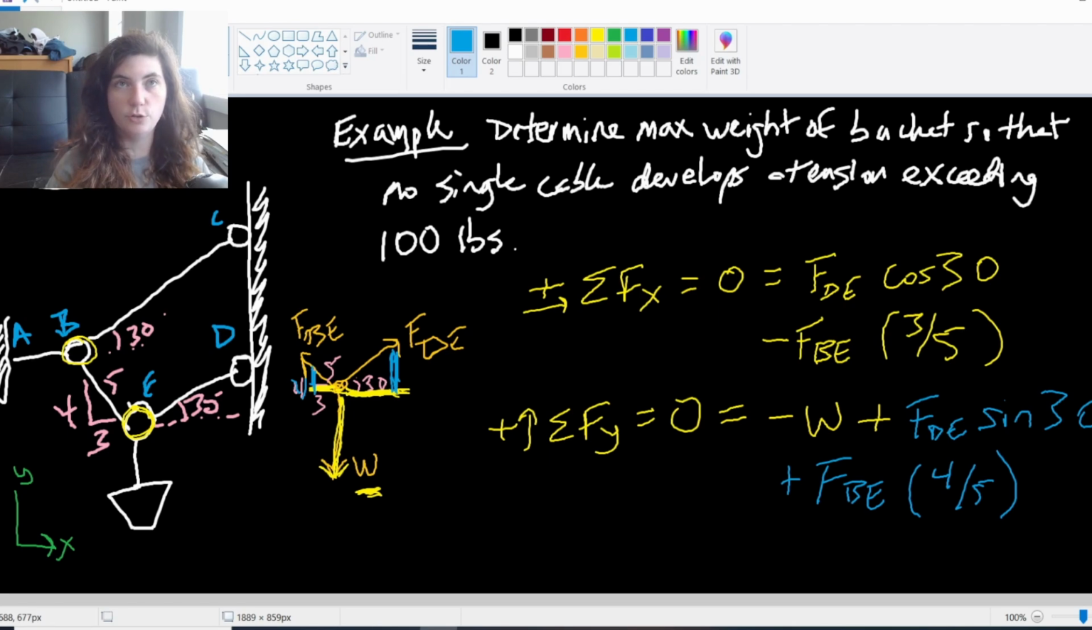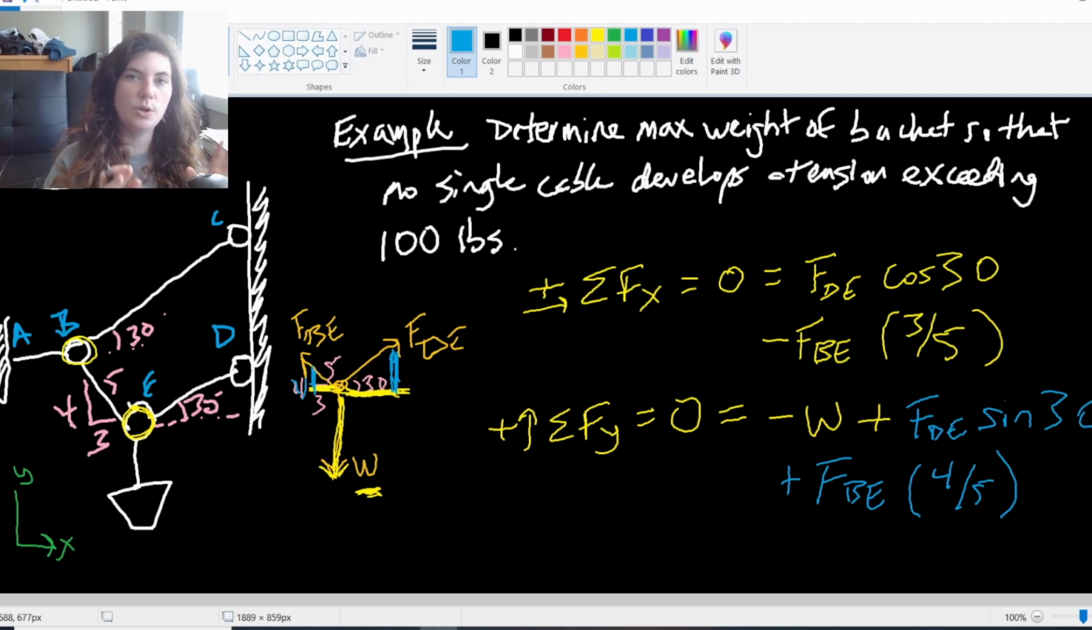Now this is where the problem gets interesting, because we know that no single cable can develop a tension greater than 100 pounds. And the way we're going to do that is we're going to solve every cable equation, every force, in terms of W and see what the greatest relationship is. And then we're setting that one equal to 100.